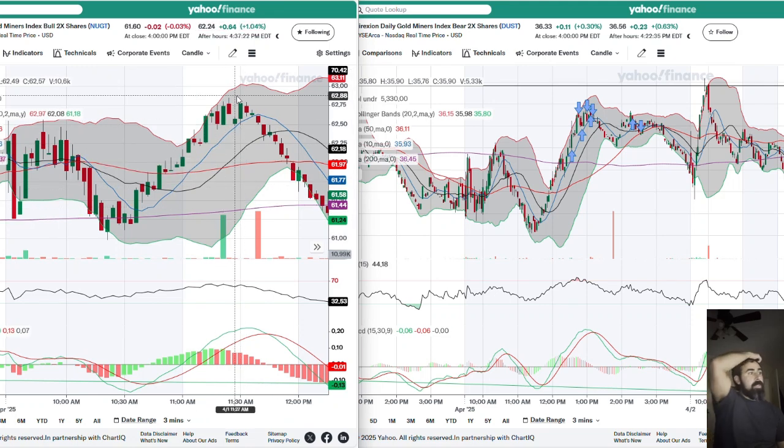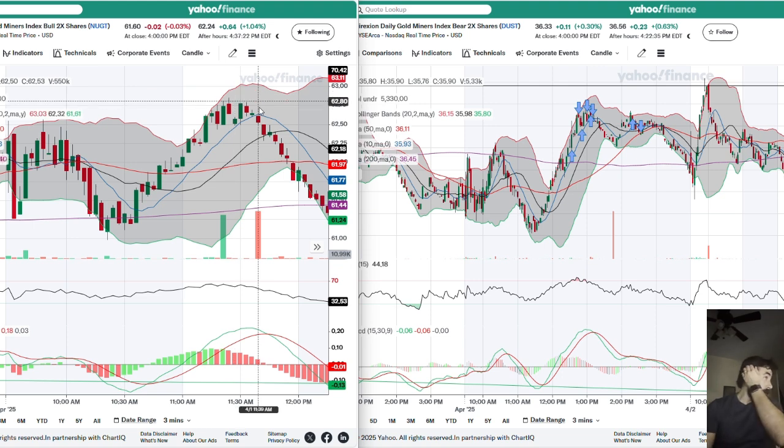The indicator to sell is going to be the RSI coming down, or holding the moving average seems to be okay with me. I would get rid of it maybe here.